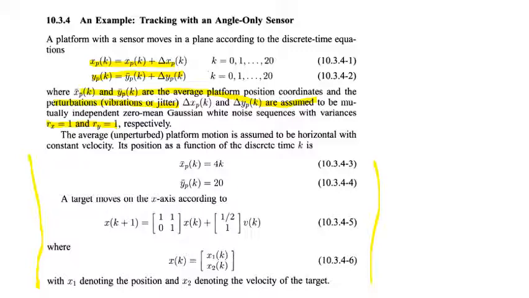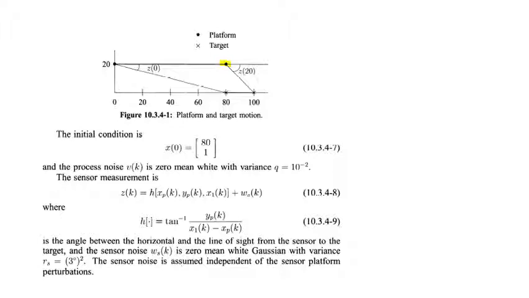Okay, this is a scenario. This is a platform, and the target is denoted by this thing. The platform is also moving. If it's stationary, it's okay. If it's moving, then you need to account for its position as well, its dynamics as well. And it's easy, you just subtract it. We'll do it in some simulation maybe.